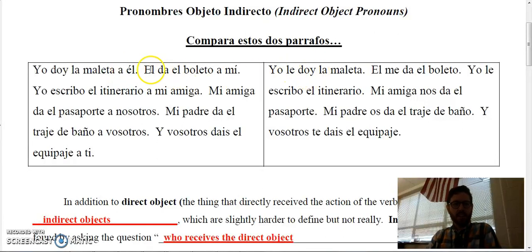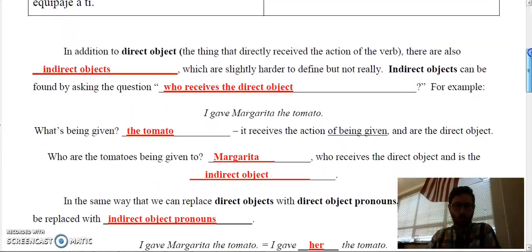Same with the next sentence. Él da el boleto a mí, that a mí at the end there is replaced with me, and so on and so forth. A mi amiga replaced with le, a nosotros replaced with nos, a vosotros replaced with os, and a ti replaced with te. All those words that are used to replace on the right that you see there, le, me, te, le, nos, os, and les, are called indirect object pronouns, and we'll take a look at those right now.